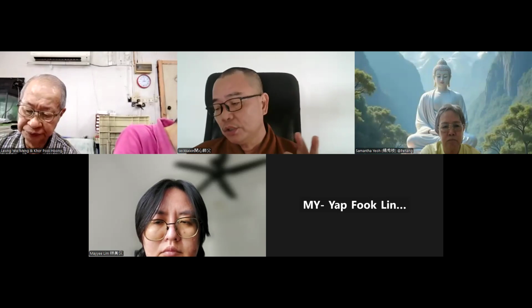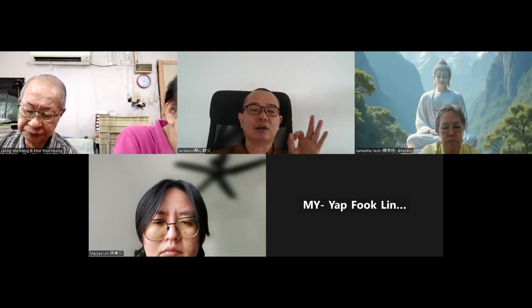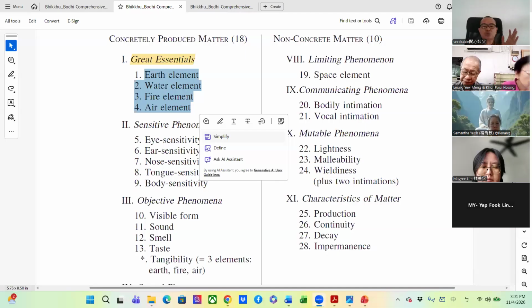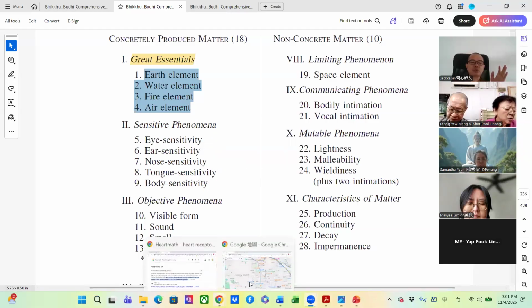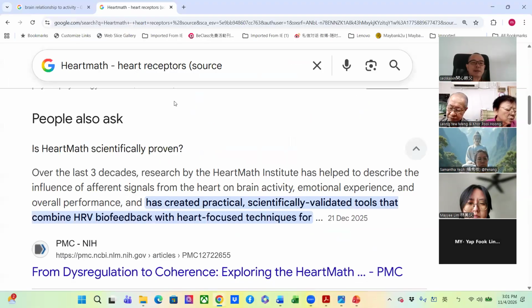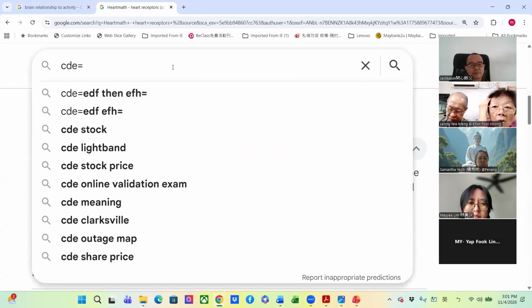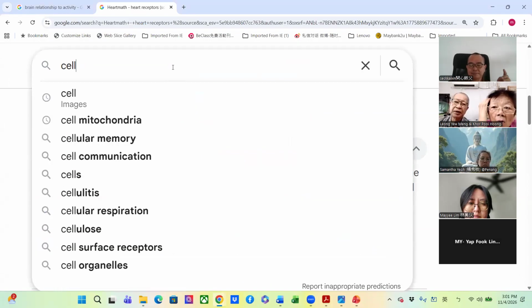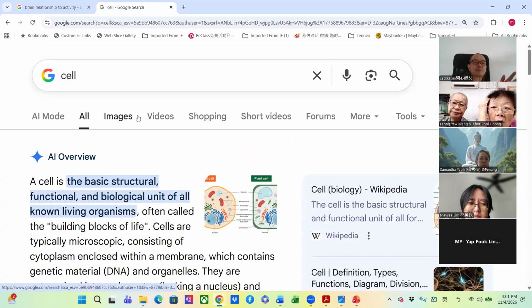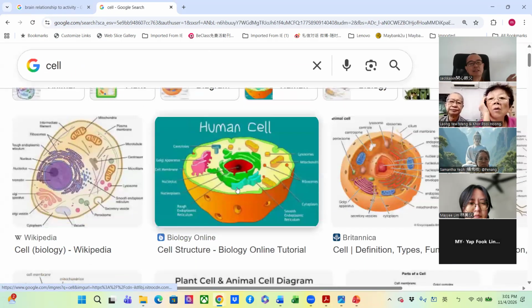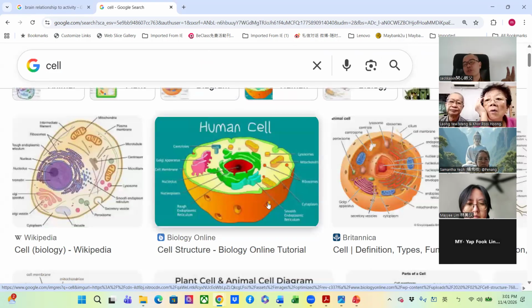Class, let's say we go through the cell. Okay, so we try to use the language of the modern day so we can understand. Class, this is our cell. According to the abhidhamma, there must be earth elements. So in the cell, the most concrete part is considered the earth element. The water element is all the fluid, the fire element is the temperature, and the wind element is the moving.